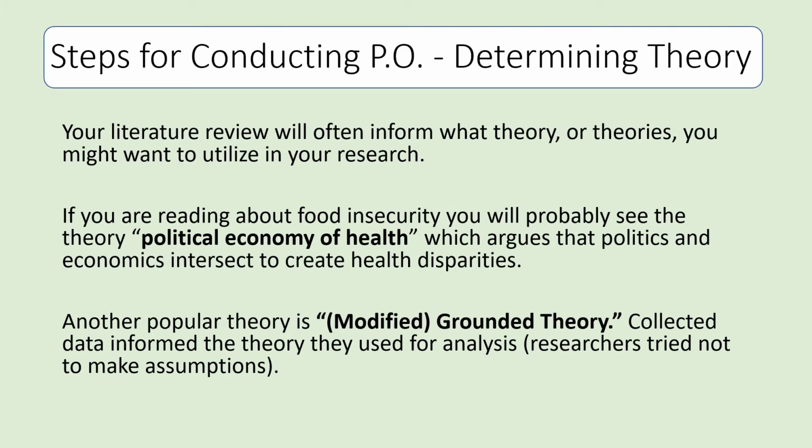Building off of that previous slide, your literature review will often also inform what sort of theories or theory you might want to utilize in your research. For instance, if you're reading about food insecurity again, you will probably see the theory political economy of health, which argues that politics and economics intersect to create health disparities. For instance, when you're thinking about structural violence or structural racism, there's a history in the United States of so-called redlining, which is where development was largely favored at the policy level in communities that predominantly had white populations.